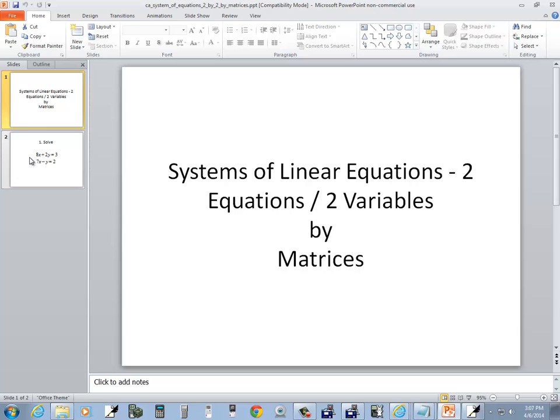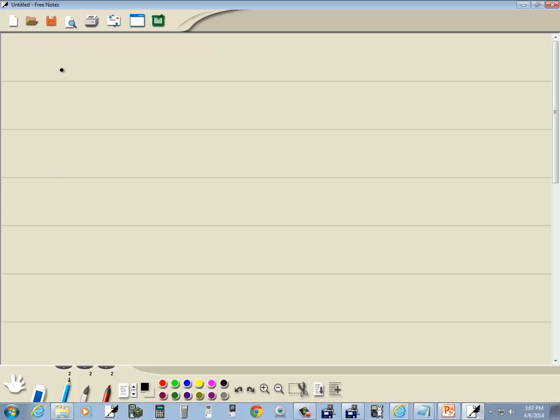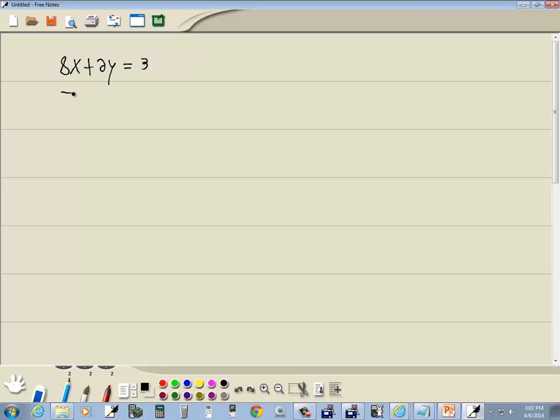Okay, let's take a look at this problem. We've got 8x plus 2y equals 3, and 7x minus y is equal to 2. Well, we're going to have different matrices here. Our first matrix, A, is the numbers off the variables. So I've got 8, 2, 7, negative 1.